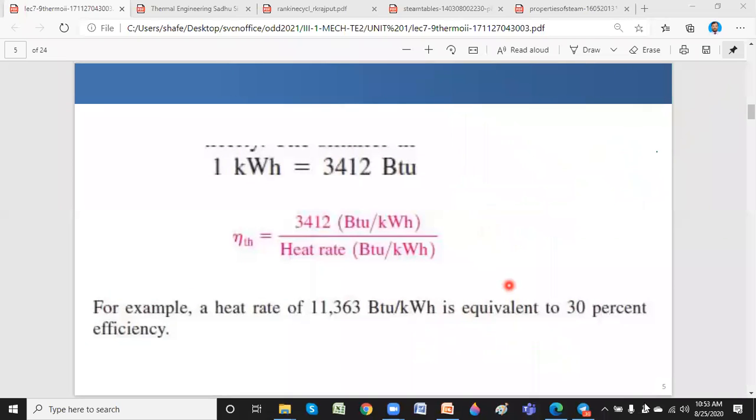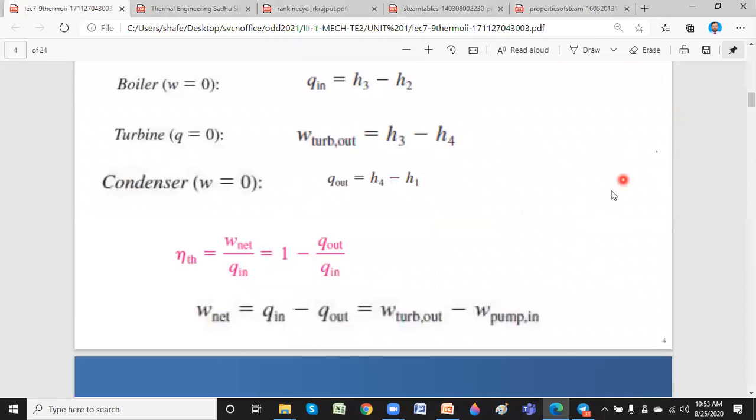So the final thing is H3 minus H4 minus H2 minus H1. That's the pump work. H3 minus H2 is your heat input. So that is your efficiency formula.